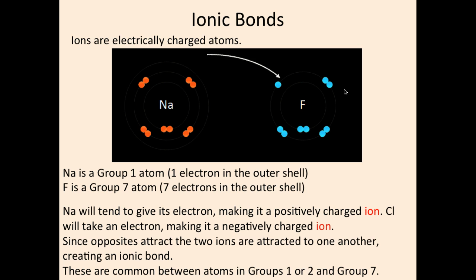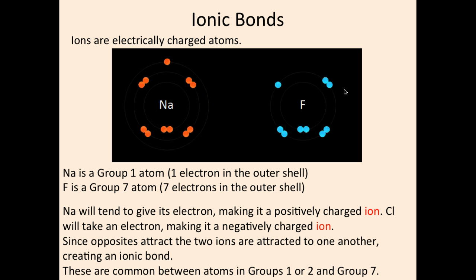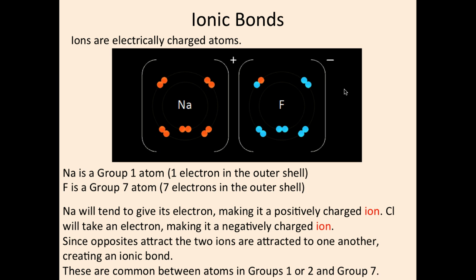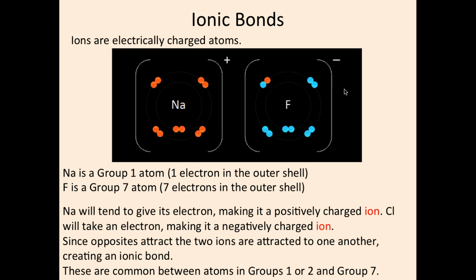And as you know, opposites attract, so the positive sodium ion is attracted to the negative fluorine ion, creating an ionic bond. This is very common between atoms in the first 2 groups, group 1 and 2, and atoms from group 17 or group 7, such as fluorine.